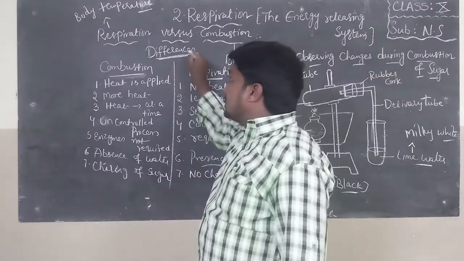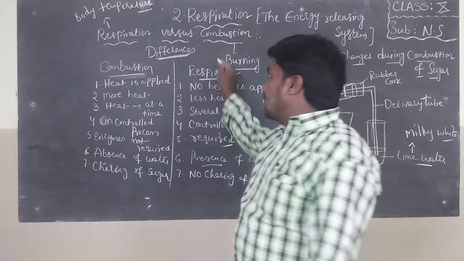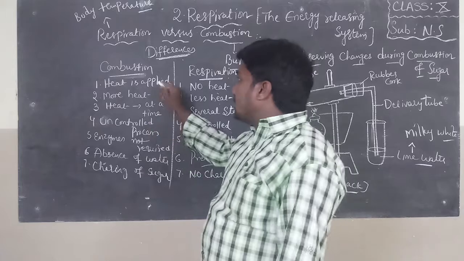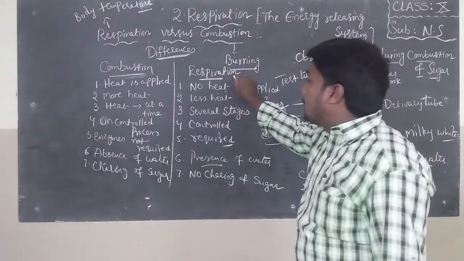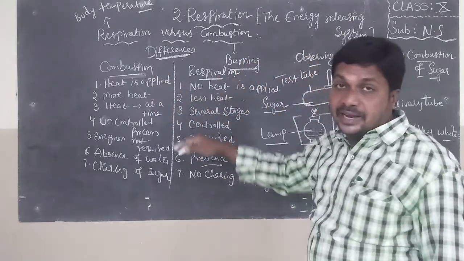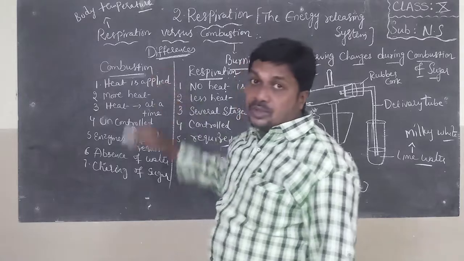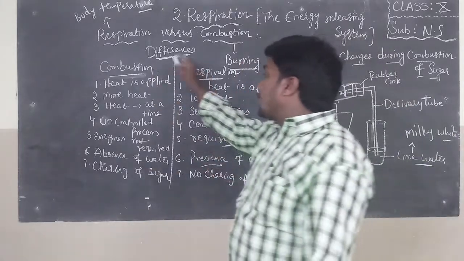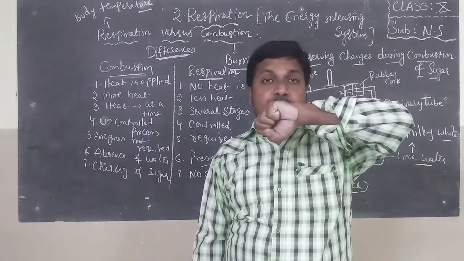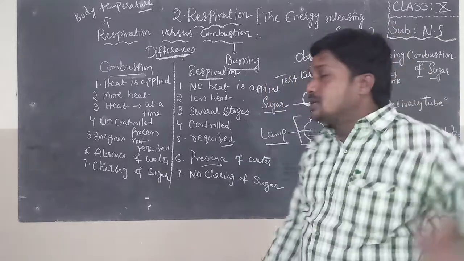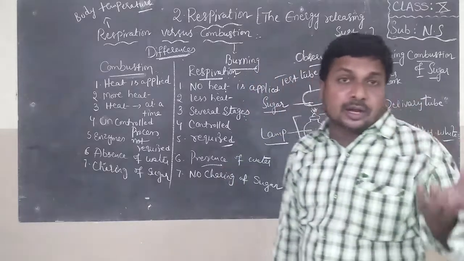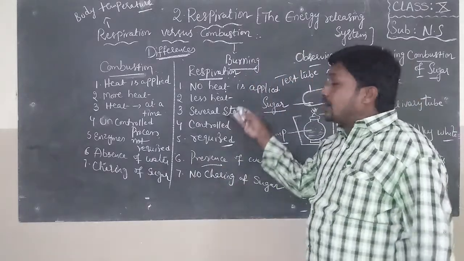Now I will explain the differences, a comparative study between combustion and respiration. Heat is applied for combustion; no heat is applied for respiration. More heat is released during combustion; less heat is released in respiration. In combustion, heat is released at a time in the form of flames; in respiration, heat is released at several stages. Keep your arm here: once you breathe out, you can feel some warmness. Combustion is an uncontrolled process.